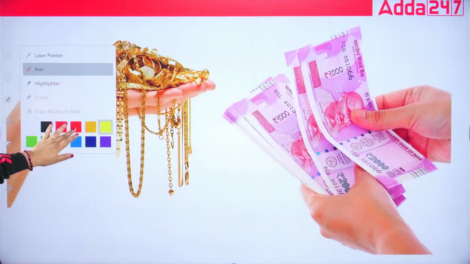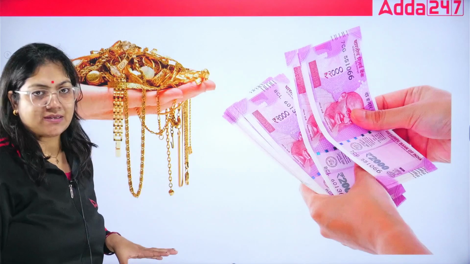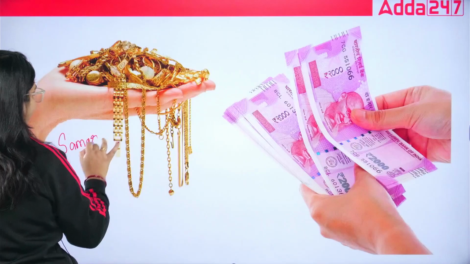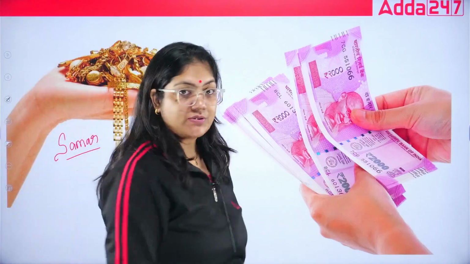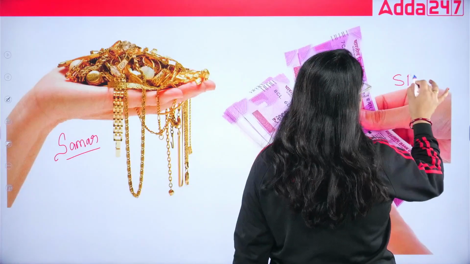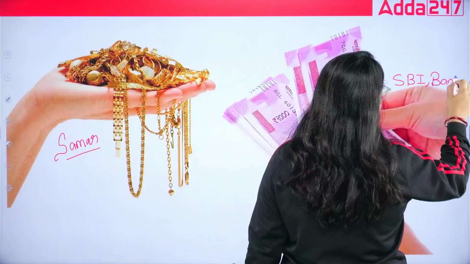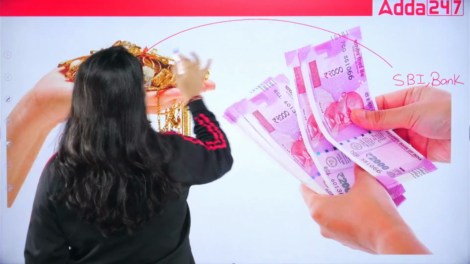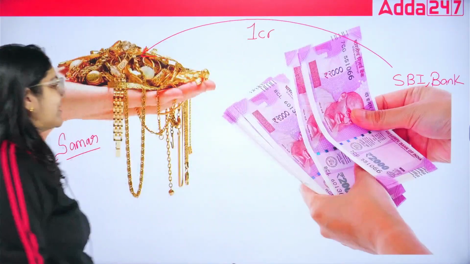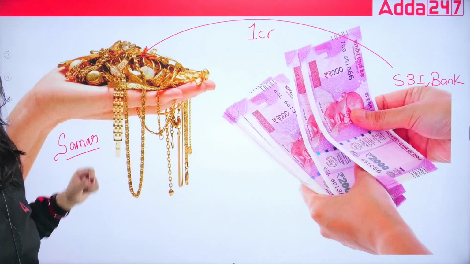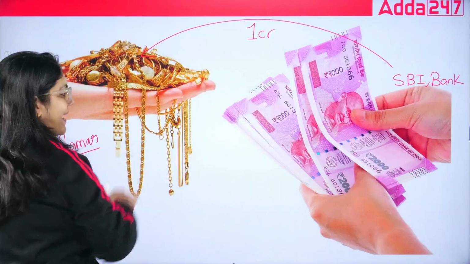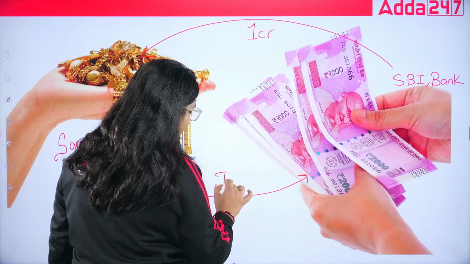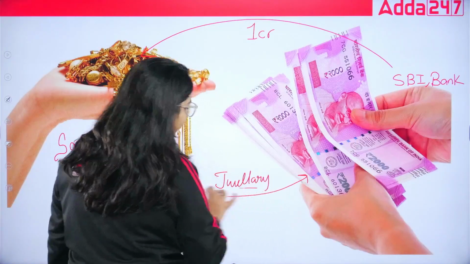Let's understand the concept with a very good example so that you can easily understand. Suppose this is the hand of Summer. Summer wants to purchase a house, so he wants a loan from the bank. This is your SBI bank. He wants a loan of 1 crore from the bank. And for that money, the bank wants some security. So Summer has given security, that is jewelry.